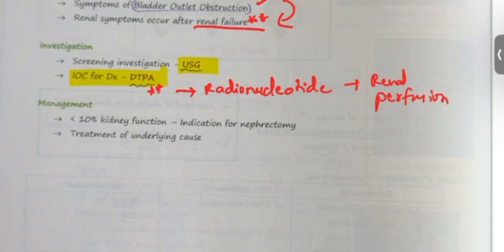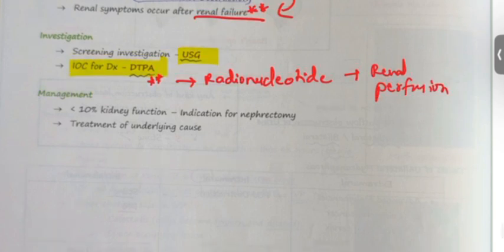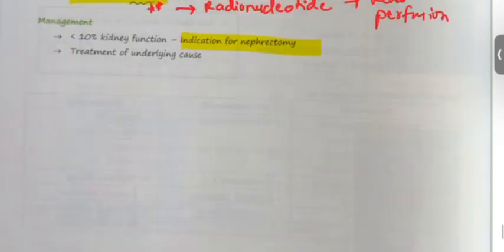Okay, so how will we manage this? If less than 10% kidney function is there, then it is an indication for nephrectomy. If more than that is there, then treat the underlying cause.